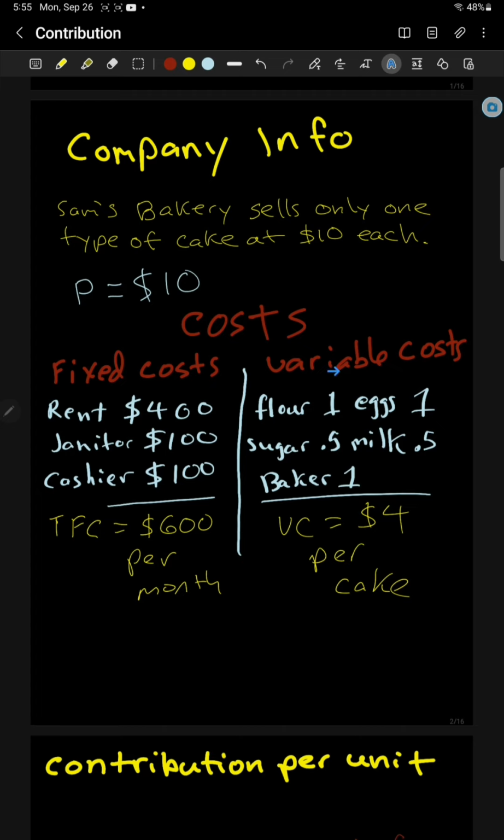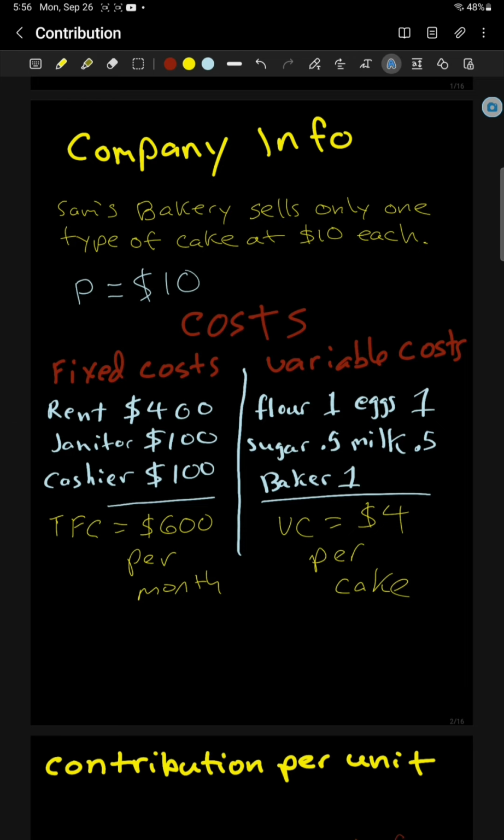And then over here you have the variable costs. These are directly related to the cakes you're making. So if you make 0 cakes, you have no cost. If you make 1 cake, well, your variable cost is $4 because you have to pay for these things here: flour, eggs, sugar, milk, pay the baker $1. $4 for 1 cake. Then if you make 10 cakes, well, you'd be paying $40. So this is the variable cost. It varies, and that's that.